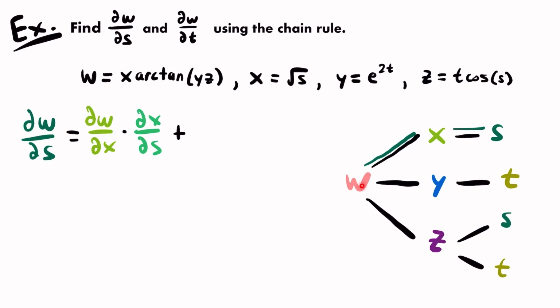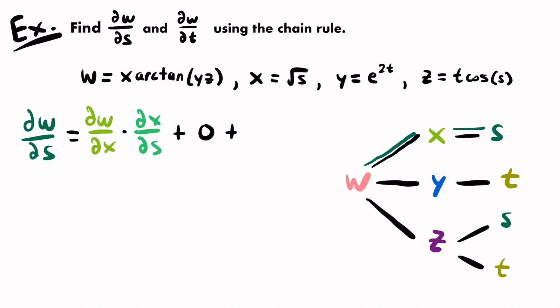Okay, so you could take a partial of w with respect to y, but then you would be multiplying it by a partial of y with respect to s, which doesn't exist. It's 0. So that whole middle term would just be 0. All right, there's no need to take a partial of w with respect to y and then multiply it by the partial of y with respect to s because the whole thing is just 0.